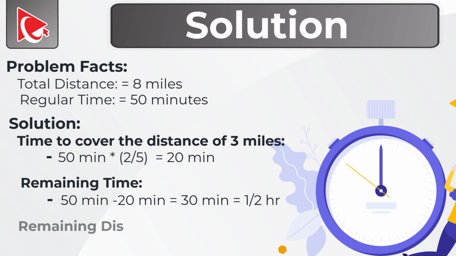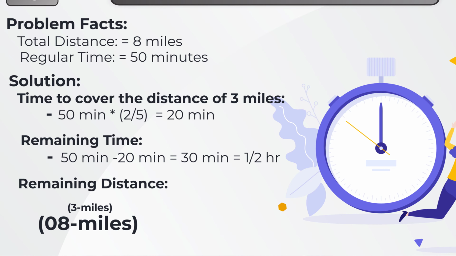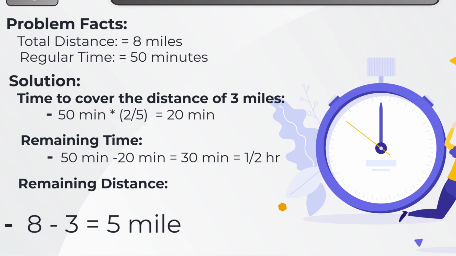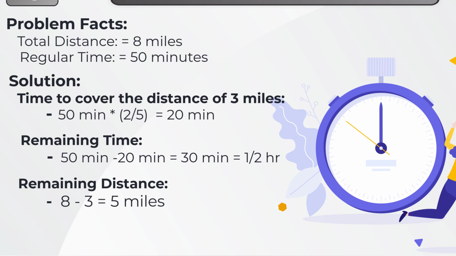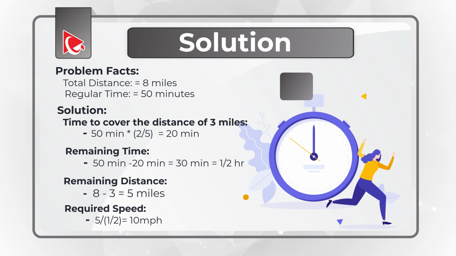Let's now calculate the remaining distance. Since she covered 3 miles and total distance is 8 miles, the remaining distance would be 8 miles minus 3 miles would be equal 5 miles. Ultimately, she would need to cover 5 miles in half an hour. To determine the speed that you need to go with, we need to divide 5 by 0.5, which equals 10. So the correct solution is choice B, 10 miles per hour.